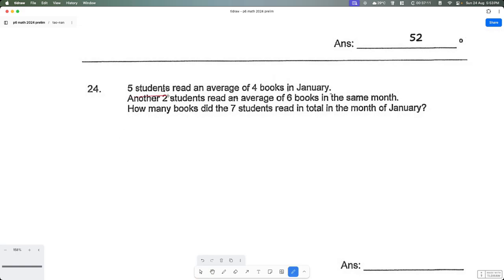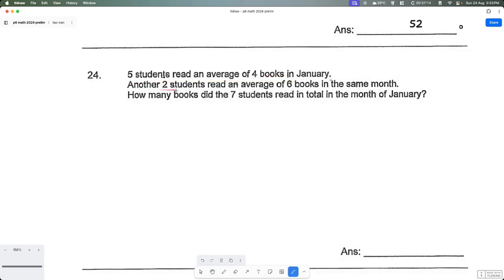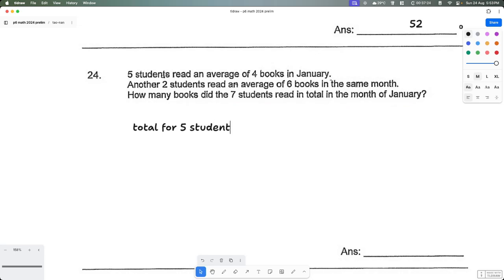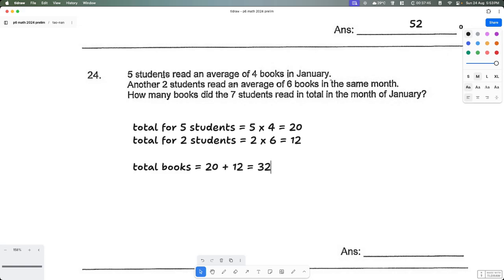Five students read an average of four books in January. Another two students read an average of six books in the same month. How many books did the seven students read in total? Okay, so total for five students is equal to 5 times 4, which is 20. Then total for two students is equal to 2 times 6, which is equal to 12. So total books is equal to 20 plus 12, which is equal to 32. Okay, there you go. So the answer is 32.